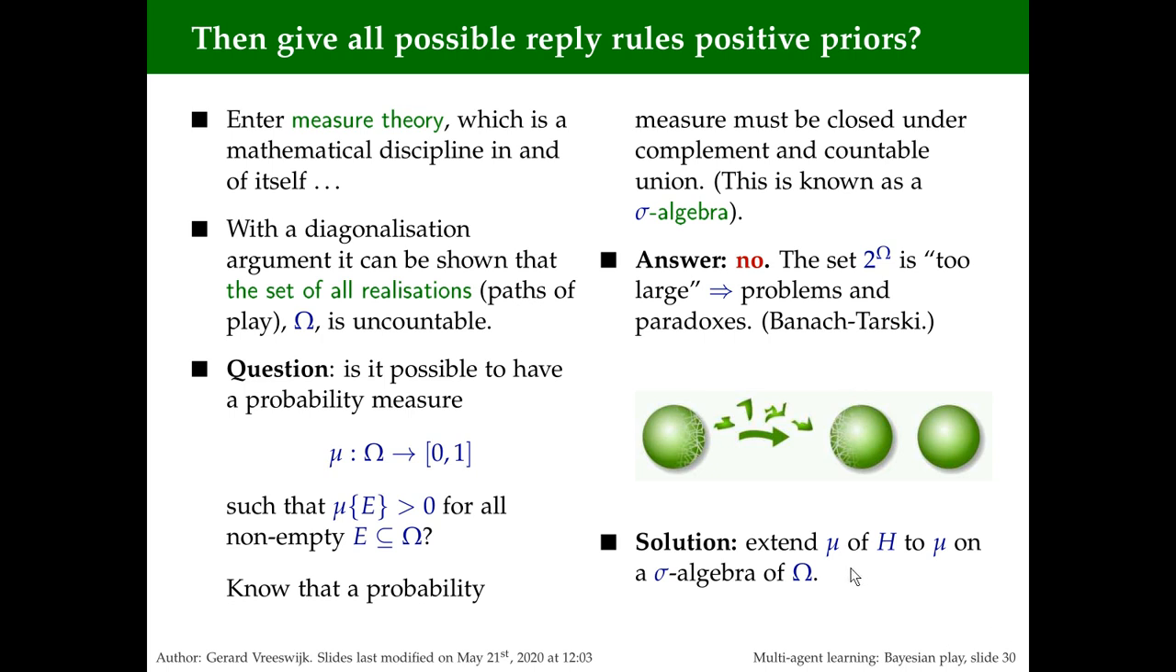So the solution is to extend a probability measure on histories, which is possible because the set of histories is a countable set, to a sigma algebra on the possible paths of play.